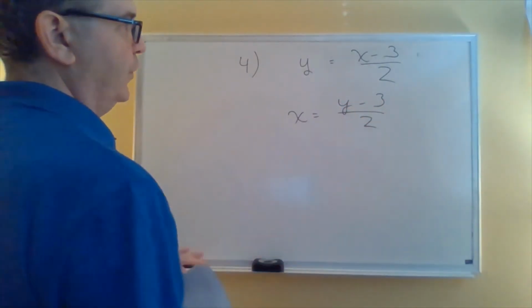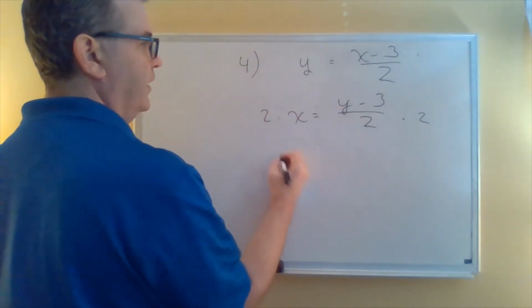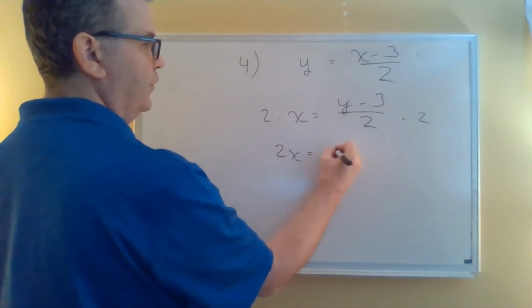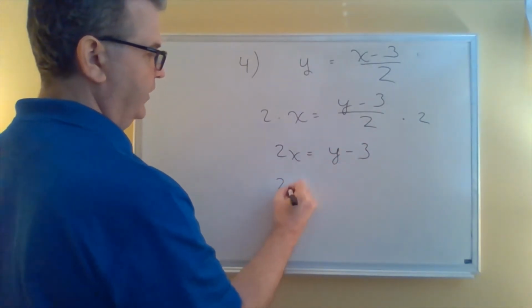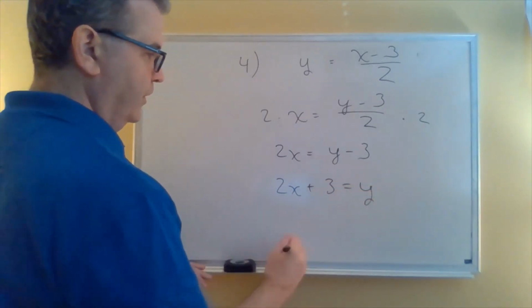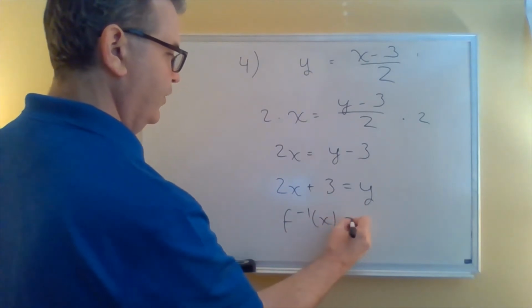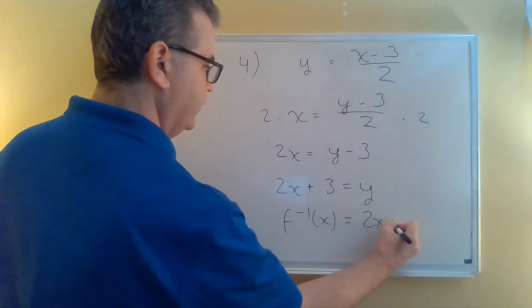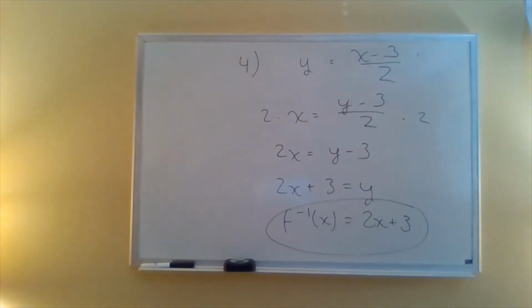I need to solve this right hand for y, so I multiply it by 2 each side. I'll end up with 2x equals y minus 3. Add a 3 to both sides. I get 2x plus 3 equals y. Or if I change it back into inverse notation, f to the negative 1 of x equals 2x plus 3. And there's our answer for number 4.